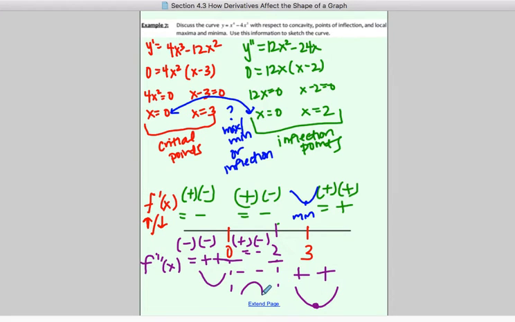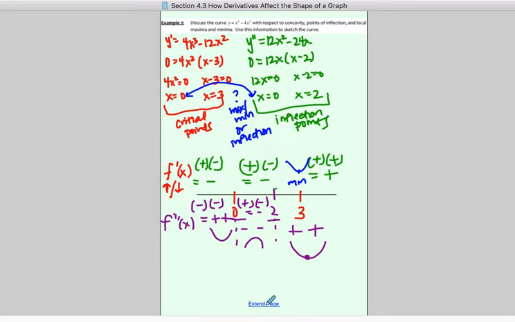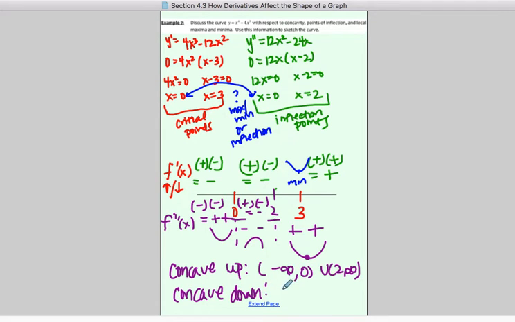Okay, so what do we all have here? We need to discuss the curve with respect to concavity, points of inflection, local max and min, and then use this information to sketch the curve. So I would say my concavity: concave up from negative infinity to 0, union 2 to infinity. And we are concave down from 0 to 2.